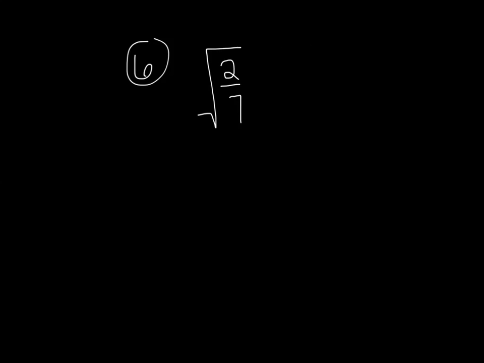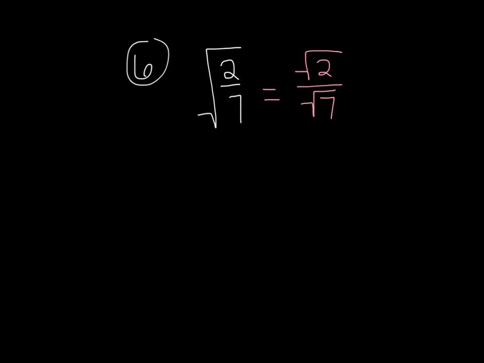In this question, the quotient property of square root says that we can rewrite this as the square root of 2 over the square root of 7. And when we do that, we see that we have a square root in our denominator, which means that we are not done simplifying. We have to do what's called rationalizing the denominator.